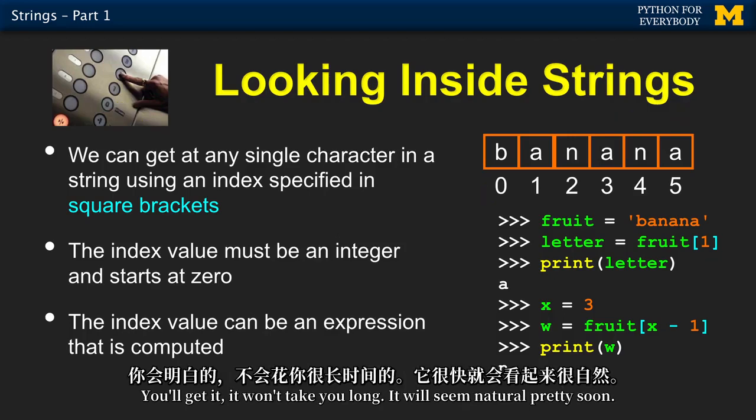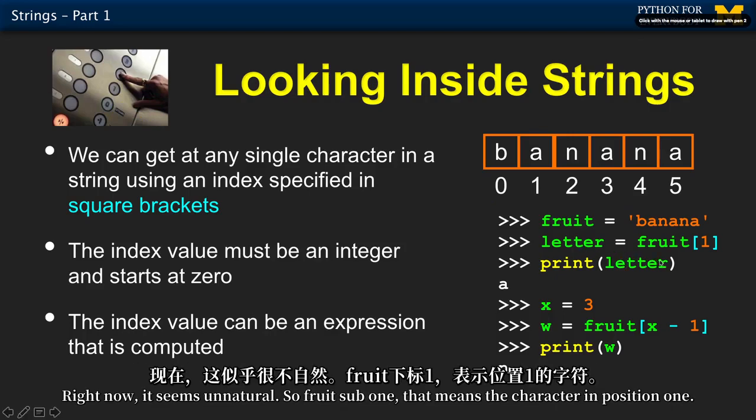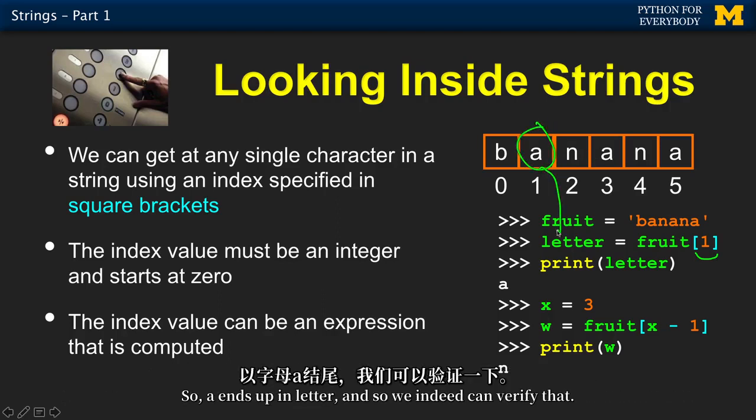You'll get it. It won't take you long. It'll seem natural pretty soon. Right now it seems unnatural. So fruit sub 1, that means the character in position 1. So A ends up in letter, and so we indeed can verify that.